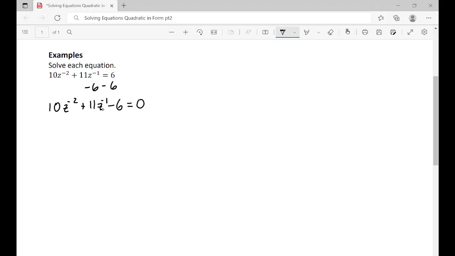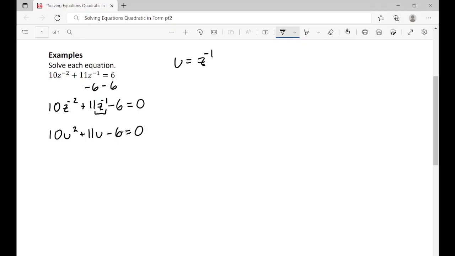And just like before with substitution, we're going to just see what we need, which is typically just the middle variable. And we're going to let that equal u, like so. Once we have that, we're just going to go over and substitute it in. So 10, and there's 2 z to the negative 1s, so we say this is just u squared. Plus 11, and there's 1 z to the negative 1 here, so we just say u, minus 6 equals 0.